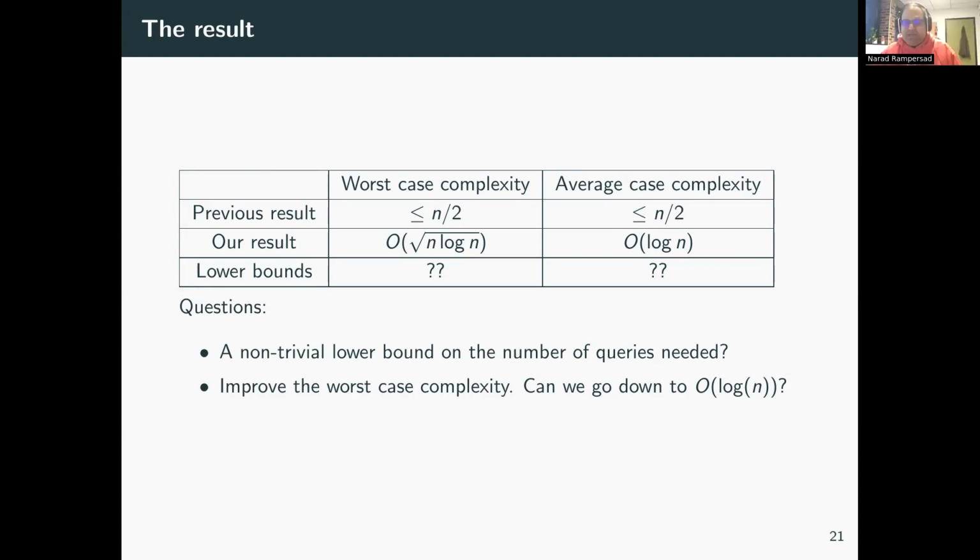There's a remark in the chat: each query gives at most log n bits of information, so you need at least n over log n steps, right? No, that's not true. First of all, we've proven that you can do it in log n, so you need fewer than n over log n steps.